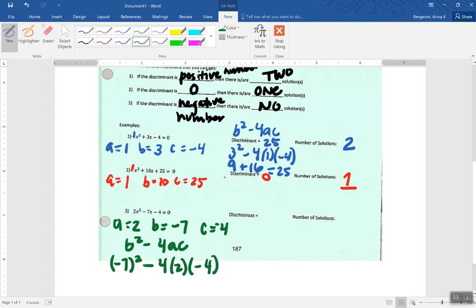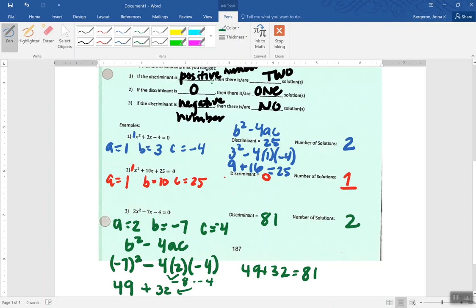So when I solve that, negative 7 squared, remember, negative 7 times negative 7 gives me positive 49. And then I have negative 4 times 2, which gives me negative 8. And negative 8 times negative 4 gives me positive 32. Right? These two make negative 8, and then I times that by negative 4, and I get positive 32. So 49 plus 32 gives me 81. So my discriminant is 81. Since that's a positive number, that means I get 2 solutions.